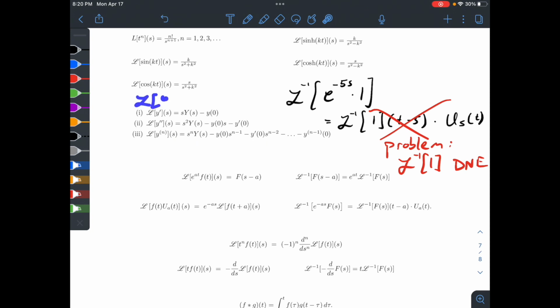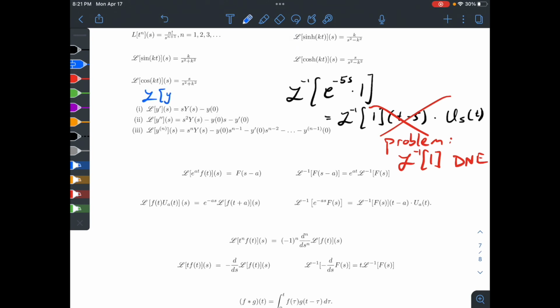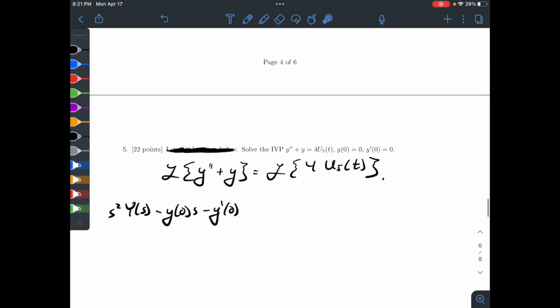Also remember that L of y by itself is just equal to regular old capital Y of s. Maybe I'd write that: L of y is equal to Y of s. That's just by definition. And then these are more like a theorem or result.